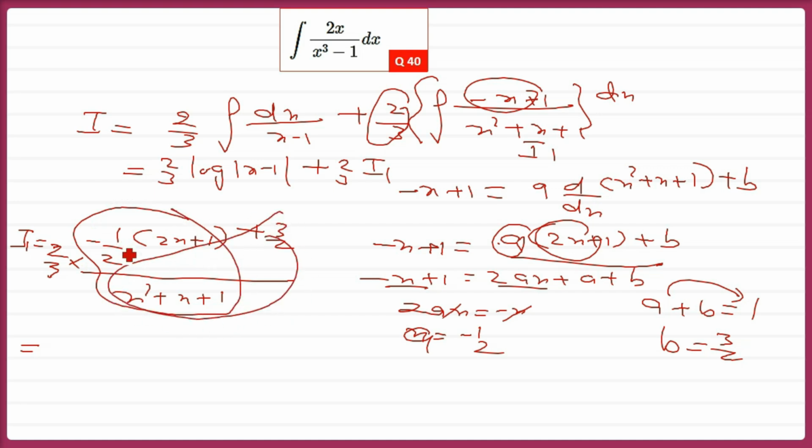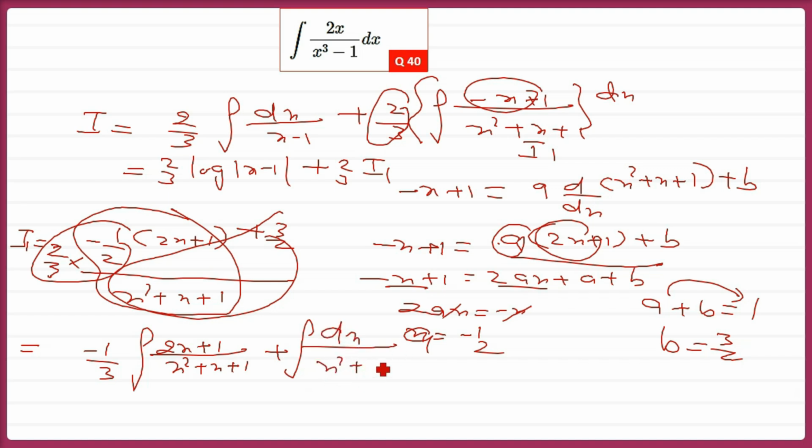2/3 into negative half will be what? Negative 1/3. And 2x plus 1 remains in the numerator. And if you see, 2x plus 1 is the direct differentiation of x square plus x plus 1. And then 3/2 into 2/3, so this will get cancelled. Only the integration of dx divided by x square plus x plus 1 will come.